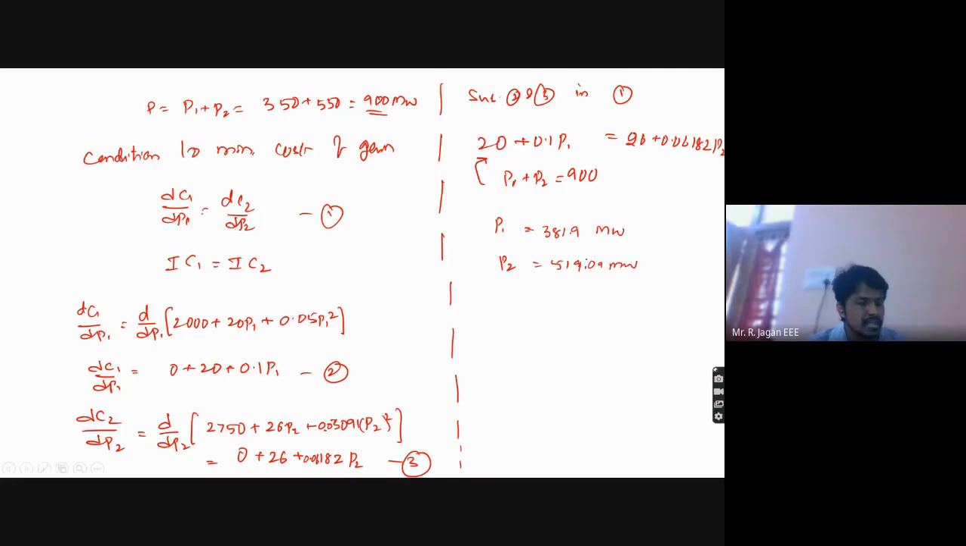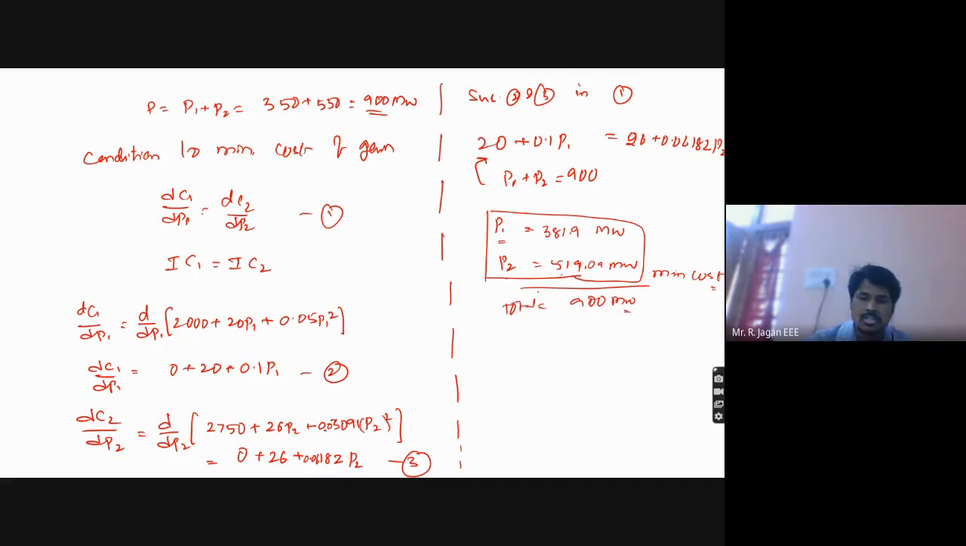So these are the individual loads when economic load scheduling happens. That means we are maintaining the minimum cost. While maintaining minimum cost, we need to produce 381 from the first generator, P2 is 519. Total load is 900 megawatts. Yes or no?